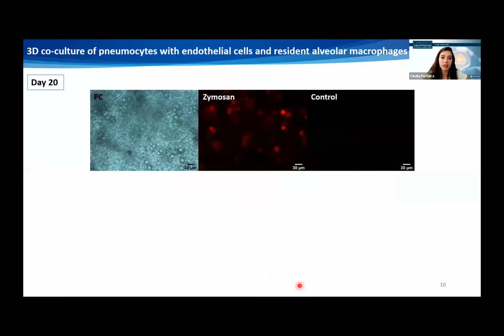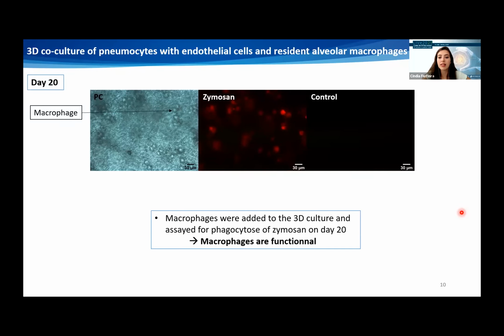in our results on day 20, we can see here our macrophages on the phase contrast, and here the zymosan that was phagocytosed by the macrophages, so positive, and our negative control. So we can say from that the macrophages that we added on our 3D culture are functional.